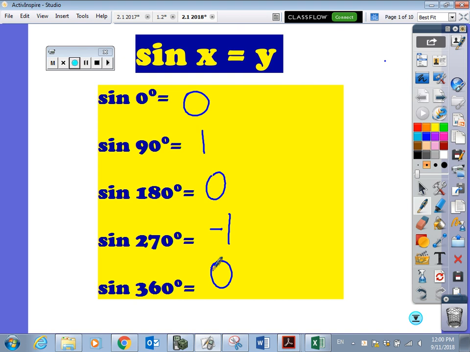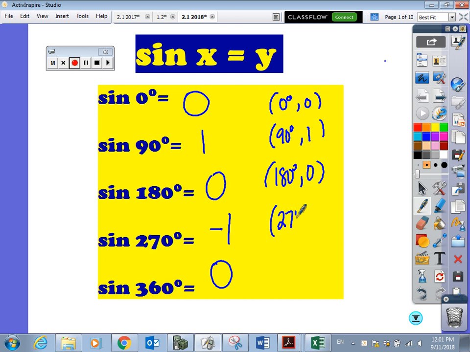So before, it just said evaluate sine of 0 degrees. Now we want you to graph sine of x equals y. So what you're going to do is plot the point 0 degrees, 0. You're going to plot the point 90 degrees, 1. 180, 0. All of those are coordinate points that you are going to plot on an x and a y axis. So we're kind of undoing the unit circle and putting it on an x and y axis.